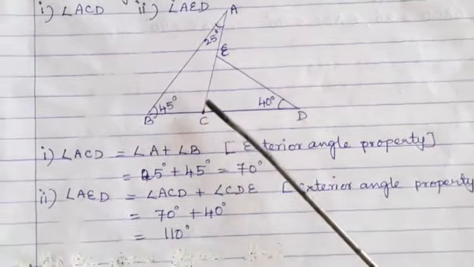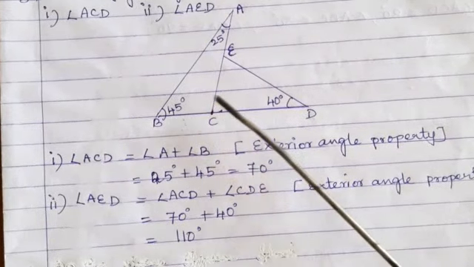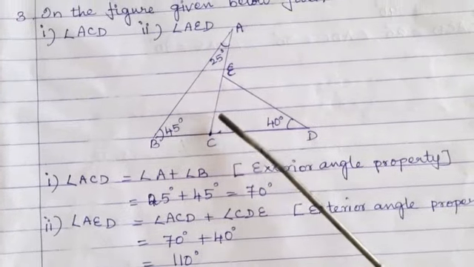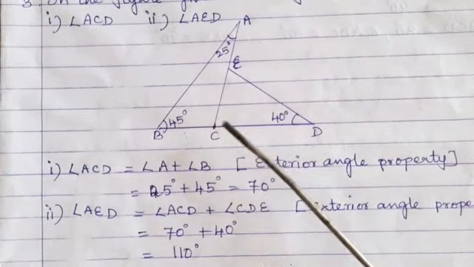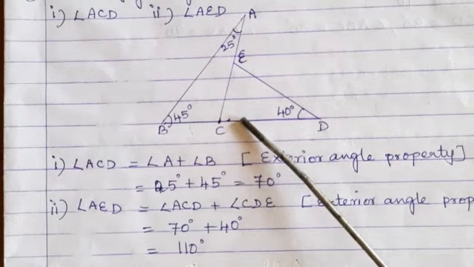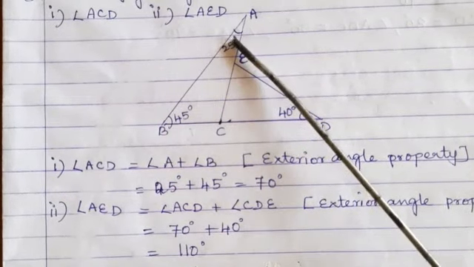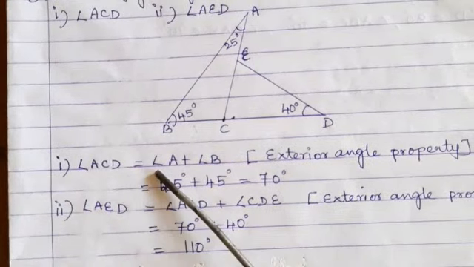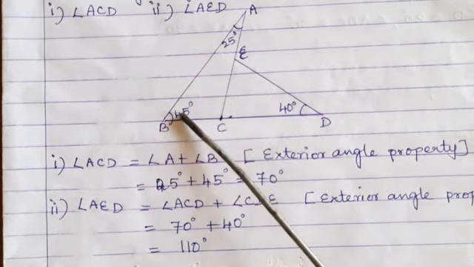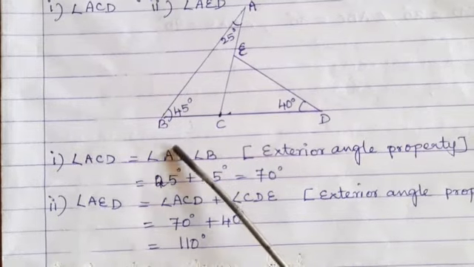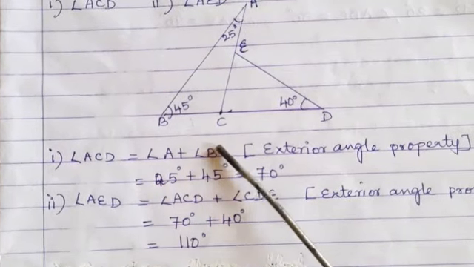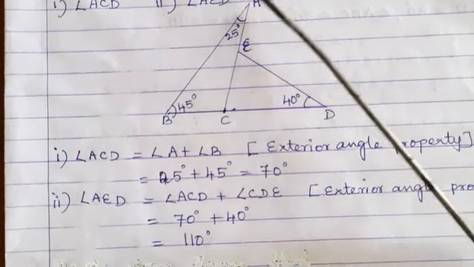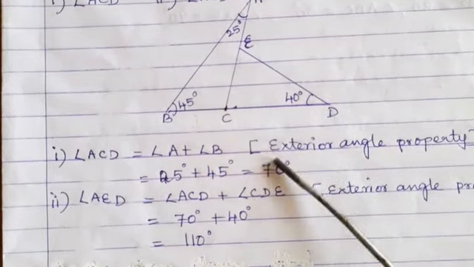First we have to find out ACD. See the triangle ABC, the side BC is produced to D. So ACD is an exterior angle. We know the theorem, exterior angle property: the sum of two interior angles equals the exterior angle. So ACD, exterior angle, is equal to angle A plus angle B. That is given, angle A is 25 degrees and angle B is 45 degrees, which is equal to 70 degrees. So angle ACD is 70 degrees.